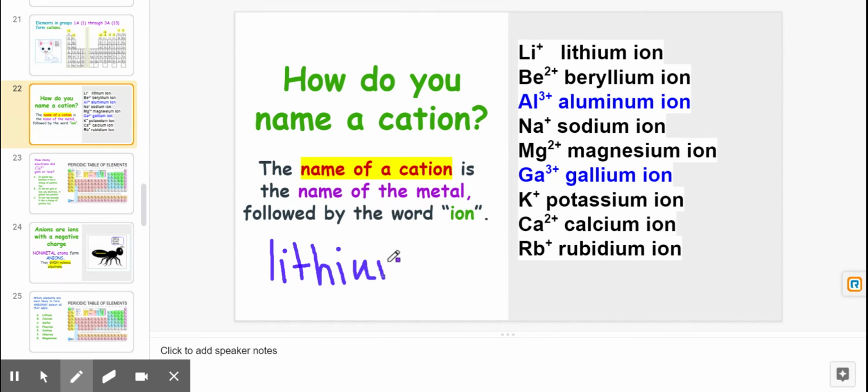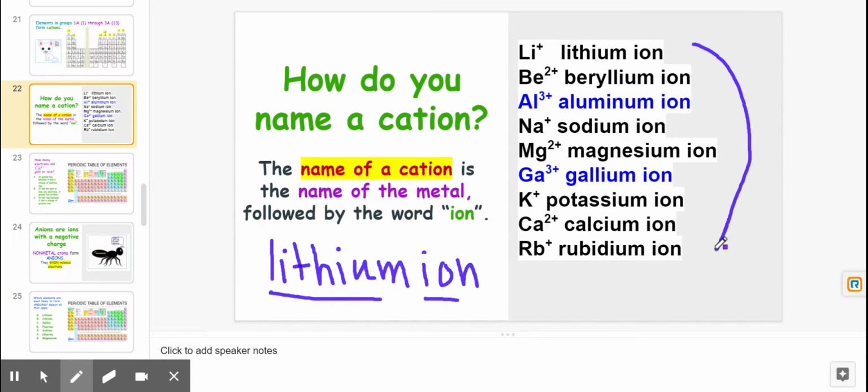So for the cations, it's really straightforward. We use the name of the element and we add the word ion. So you can see all of these are positive, and they all have the name of the element, the name of the metal, followed by the word ion. So that's straightforward.